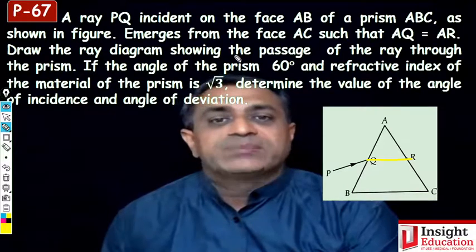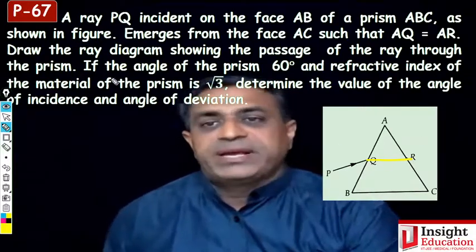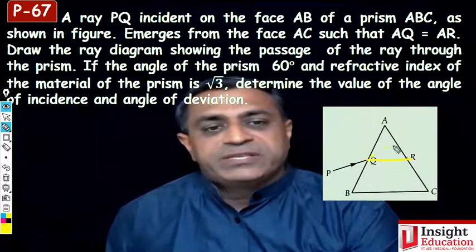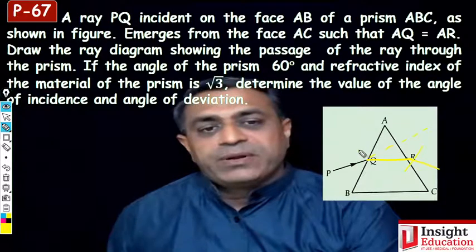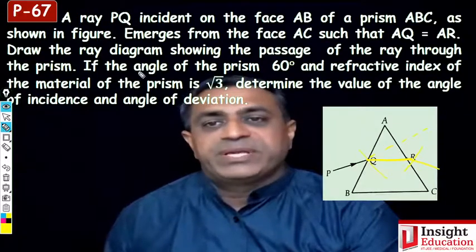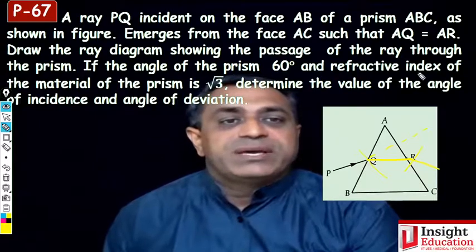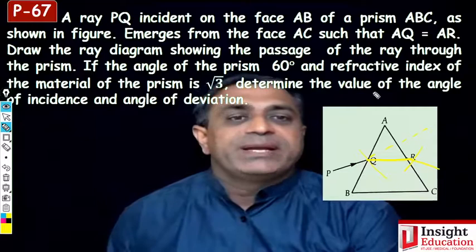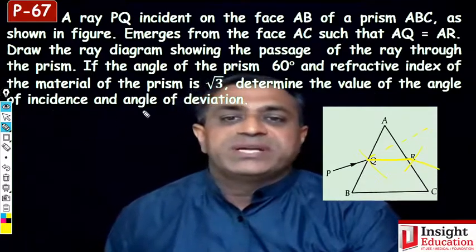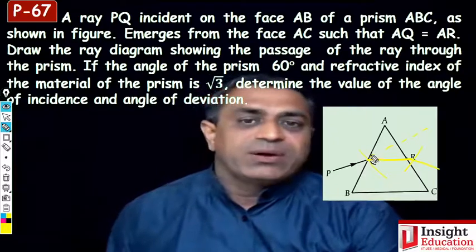Draw the ray diagram showing the passage of the ray through the prism. So you can draw the ray diagram, extend this, and draw the perpendiculars, with R1, R2, everything mentioned. If the angle of prism is 60 and the refractive index of the material of the prism is root 3, determine the value of the angle of incidence and the angle of deviation.